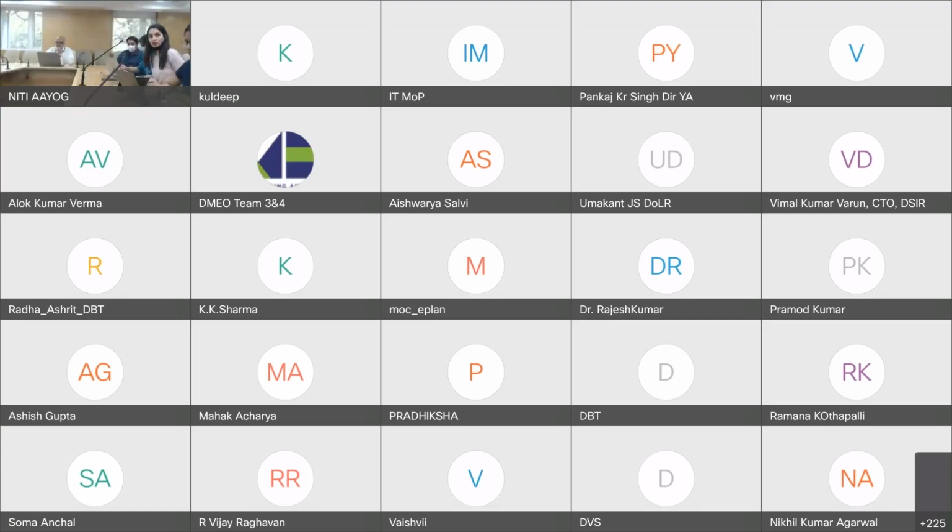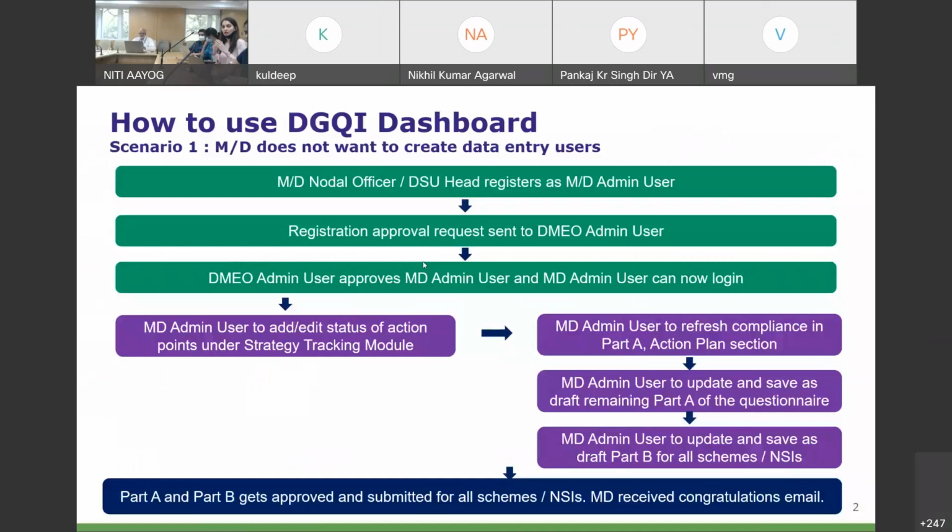Thank you, Anand. So before we move on to the dashboard demonstration, we would like to highlight a few things that all the ministries need to consider while updating the dashboard. So essentially, there are two scenarios. The first scenario is where the ministry admin user itself updates the data on the dashboard. And this scenario is applicable for smaller ministries or ministries that have very few schemes. So in the first scenario, ministry does not want to create a data entry user. So what does the ministry have to do under this scenario?